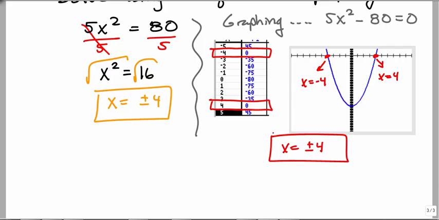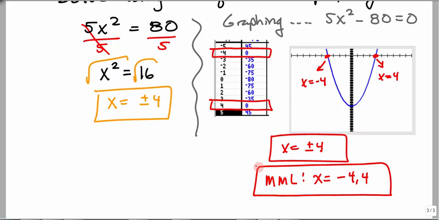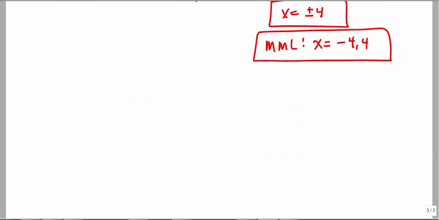Now just a quick note, in my math lab there is no symbol for plus or minus, so the way we would enter this, they would have the x equal for you, and you'd go -4, 4, because they don't have the plus or minus 4 bit. So hopefully you have a little bit of background here with the square root property and also using your calculators for graphing and checking roots.